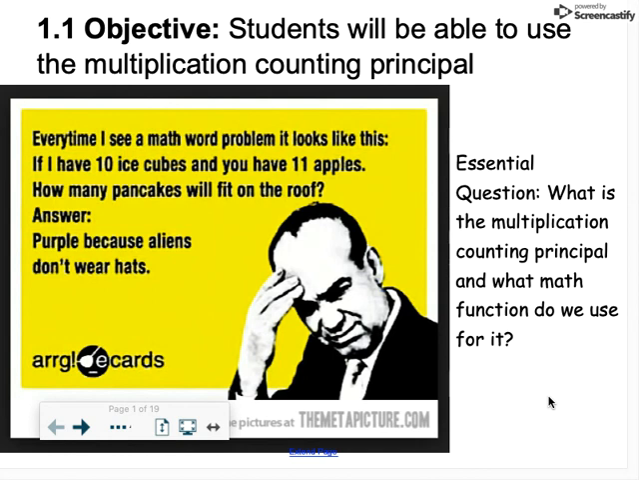So today's objective, students will be able to use the multiplication counting principle. And then our essential question is, what is the multiplication counting principle and what math function do we use for it? So with all videos here, if you ever need to pause it, feel free to do so, as I will move at a fairly quick pace here.